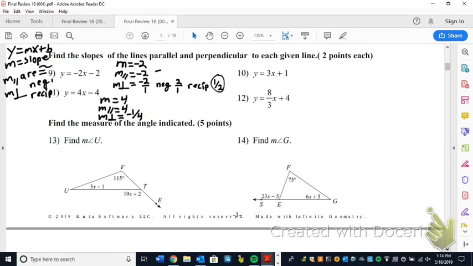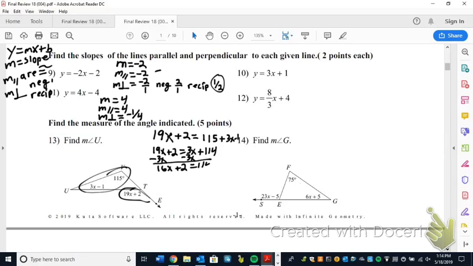So 13, 14, 15, 16, they are exterior angle sum theorems. Now what this means, the exterior angle sum theorem, says that the exterior angle of a triangle, right here, is equal to the sum of the two remote interior angles, right here. So this looks like this. 19x plus 2 equals 115 plus 3x minus 1. That gives me 19x plus 2 equals 3x plus 114. I'm going to subtract 3x from both sides. This gives me 16x plus 2 equals 114. Subtract 2 from both sides, I get 16x equals 112. Divide both sides by 16, and I get x equals 7.